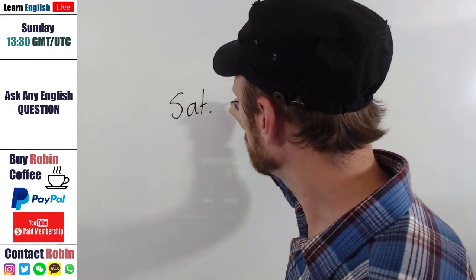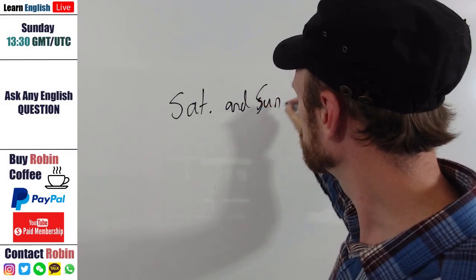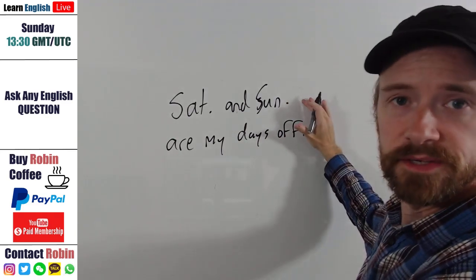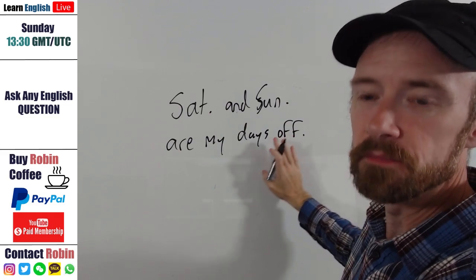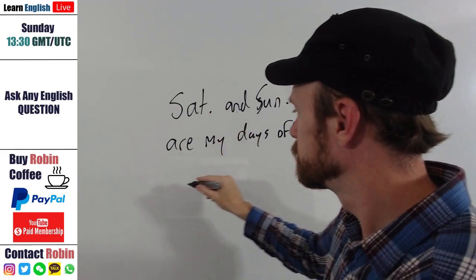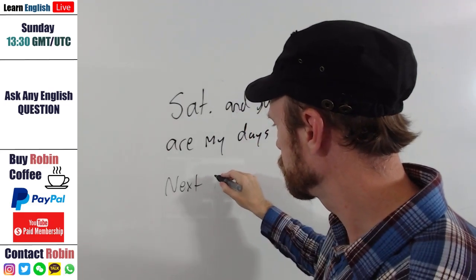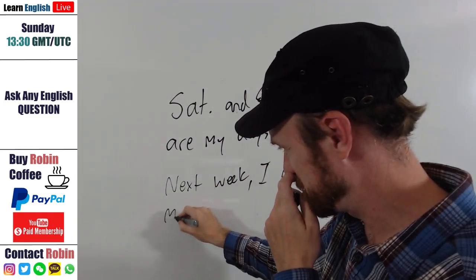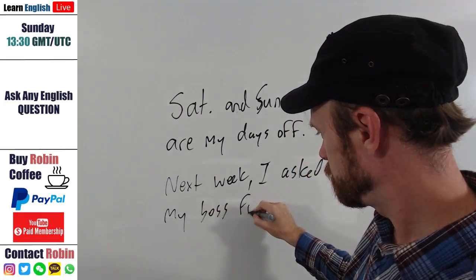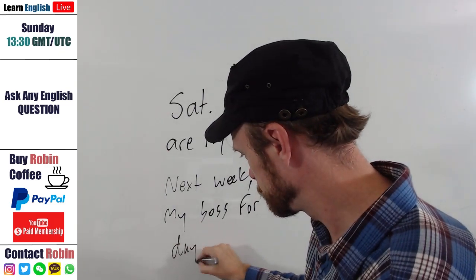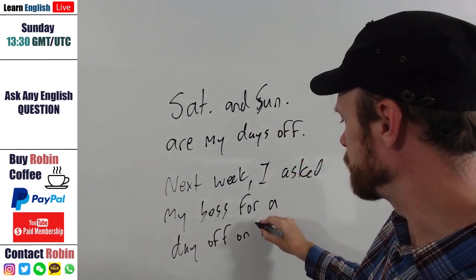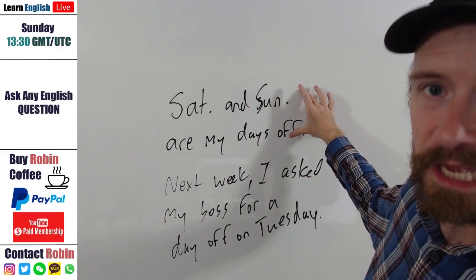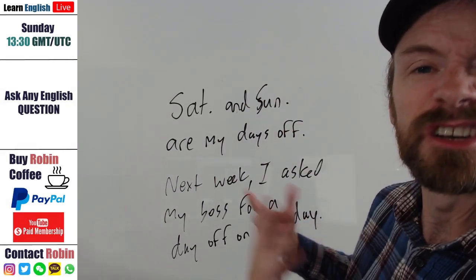I could say Saturday and Sunday are my days off. So Saturday and Sunday, I do not work. They are my days off, my usual days off. Next week, I asked my boss for a day off on Tuesday. So it means the same thing. So these are the normal days off. I don't work. And then I asked for another day off.